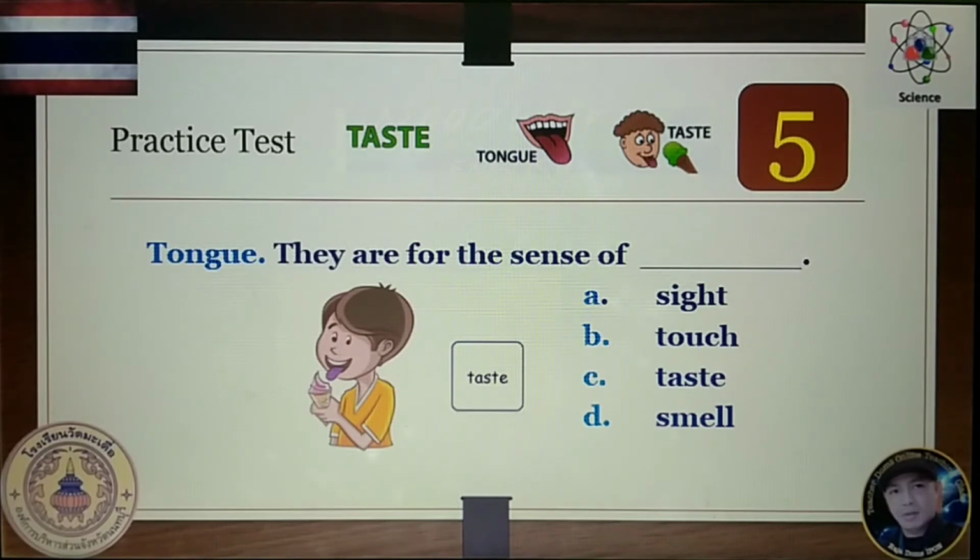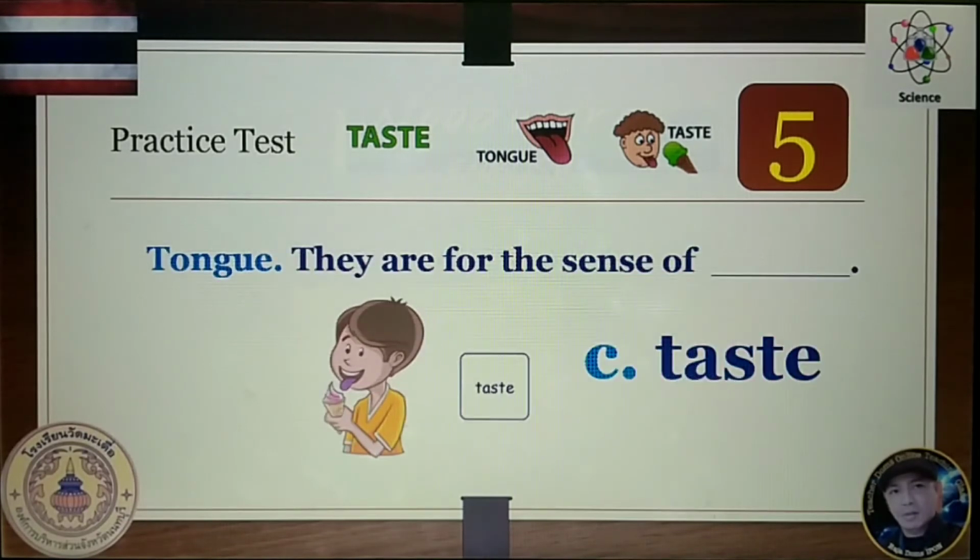Practice test 5. Tongue, they are for the sense of A, sight, B, touch, C, taste, D, smell. Tongue, they are for the sense of C, taste.